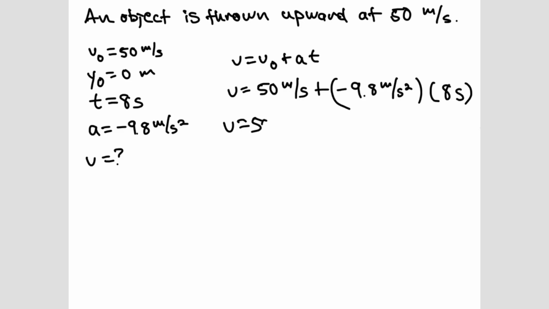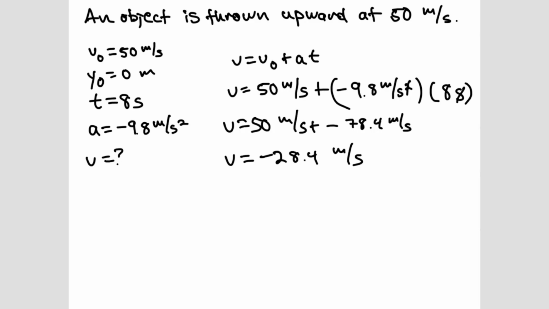This is equal to 50 meters per second plus, time to use my calculator here, negative 9.8 times 8. That is equal to negative 78.4 meters per second. The reason why it's meters per second is because that's squared and the seconds cancel out, right? So then now we just add that to 50. So this gives our velocity as negative 28.4 meters per second.